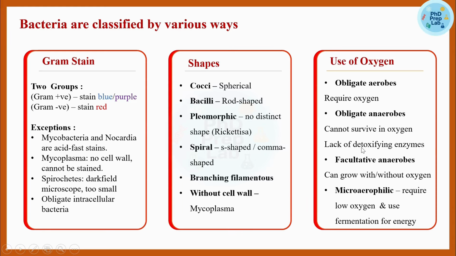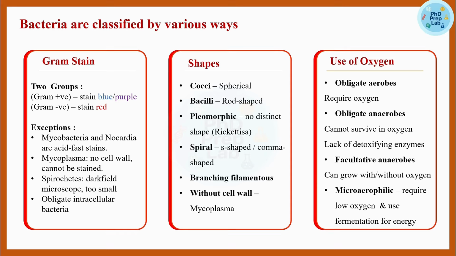Now we have two types of bacterial stains, first the gram-positive one and then the gram-negative one. It is important to also remember the stain color. The gram-positive bacteria stain blue or purple in the presence of gram stain, whereas the gram-negative bacteria stain red in color. And mycoplasma cannot be stained because they don't have any cell wall. Now in the other column, you can see the shapes of the bacteria which are usually present. You see cocci, which is spherical shape, bacilli, which is rod shaped, and so on.